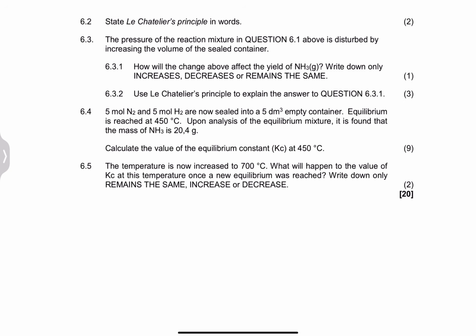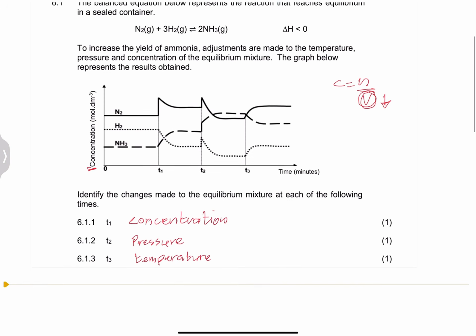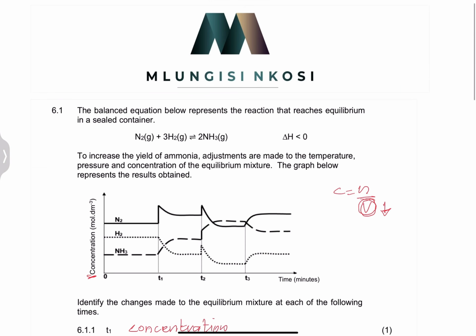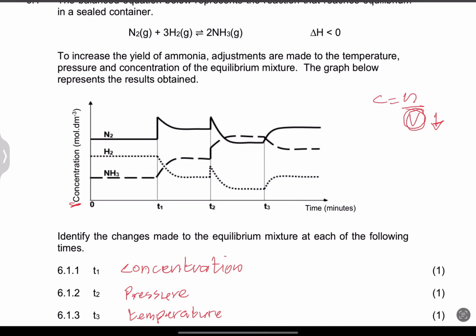For 6.3, they say the pressure in the reaction mixture in question 6.1 above is disturbed by increasing the volume of the container. They are asking how the change will affect the yield of NH3: increase, decrease, or remain the same. Let's talk about this a bit. They are going to increase the volume. So what does an increase in volume mean in this case? It means that we are decreasing the pressure.